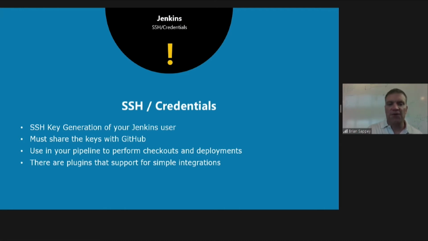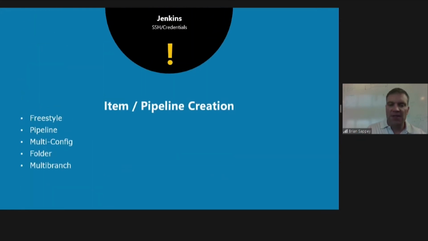You do have to share those with GitHub. So again, when GitHub does that communication back over, it's going to expect Jenkins to be running as Jenkins. And I'll show you how to use those SSH keys directly in a pipeline for an SCM checkout. If you want to go the route of plugins, there are ones out there that will support some very simple integrations. Again, just make sure you know what you're picking.